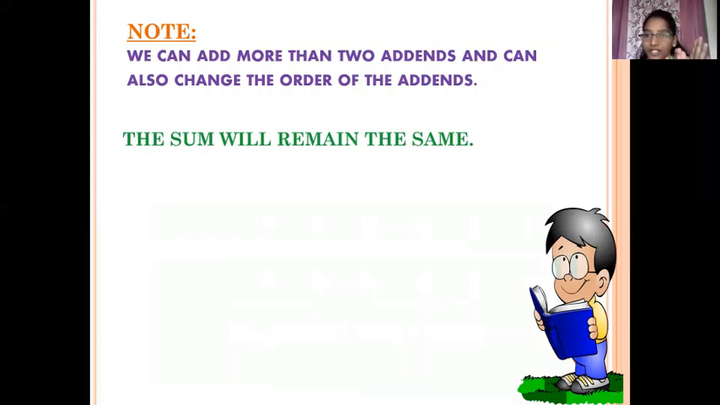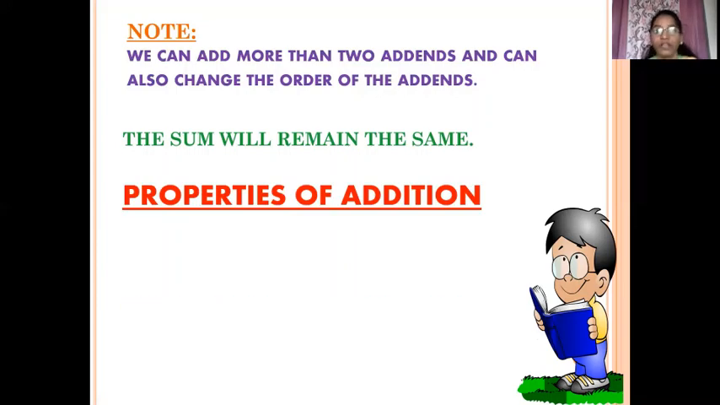If I take the first number, arrange in column, and then the second number to add, I'll get the sum, isn't it? Now, if I change the order, the second number I'll write first, then the first number as second, then if I add also, I'll get the answer which is the same. That means the sum will remain the same. So now let's get started with properties of addition.